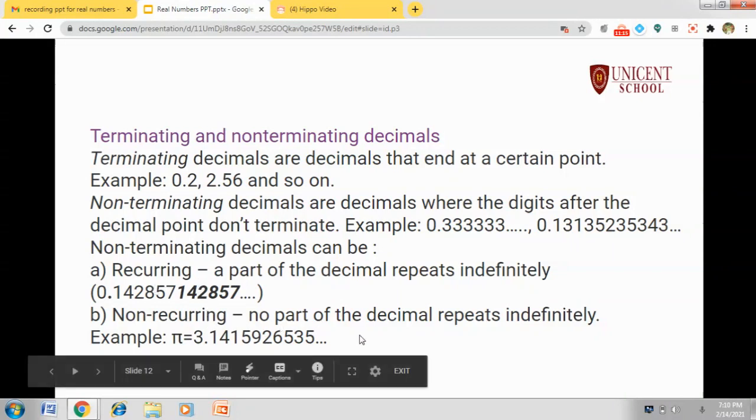Non-recurring means no part of the decimal repeats indefinitely. For example, our pi, 3.1415926535 and so on. You must have noticed that no part is being repeated. So this is called non-recurring.